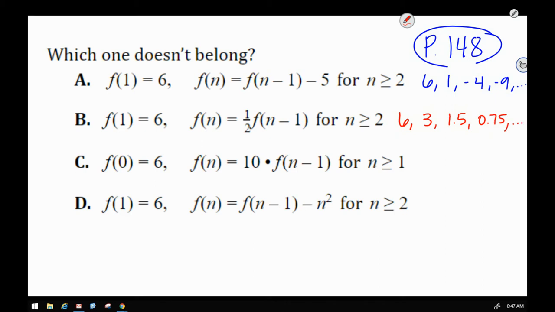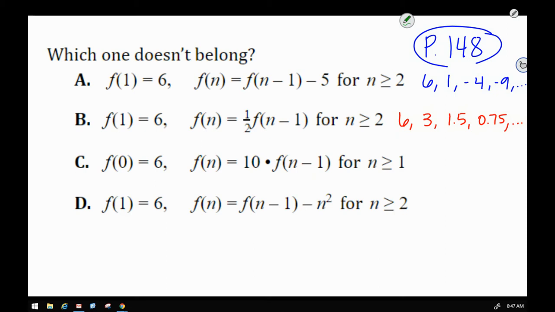Okay, what about part C? Does anybody say that that one doesn't belong? I did. Why? Because it is the function of 0, all the rest of them are the function of 1. Yes, so this one starts at 0. It can start at 0, this just means you start at step 0 instead of step 1, which is fine.